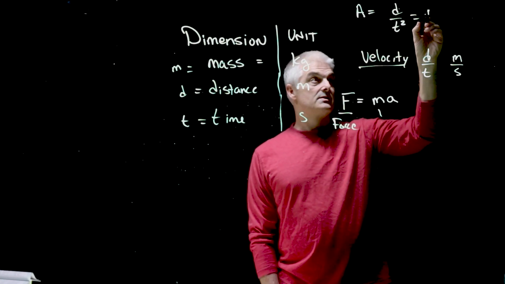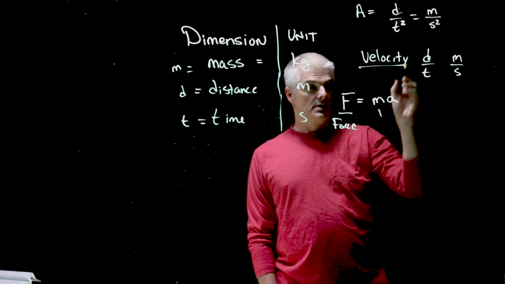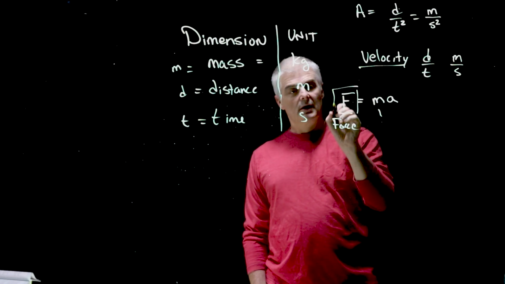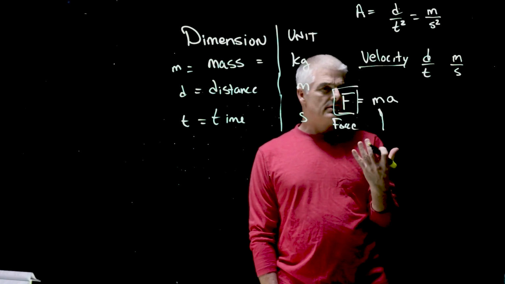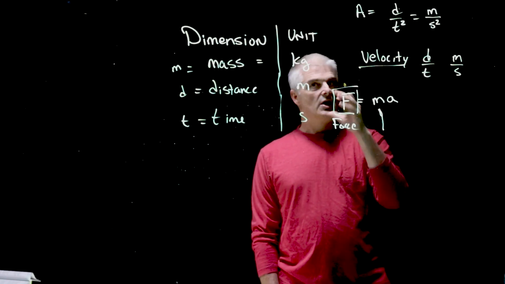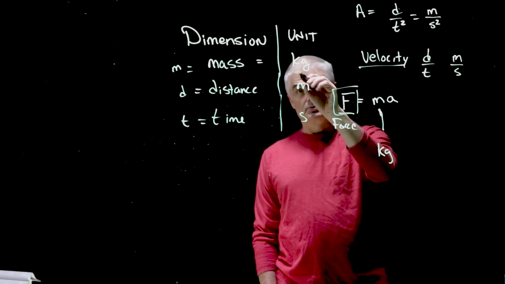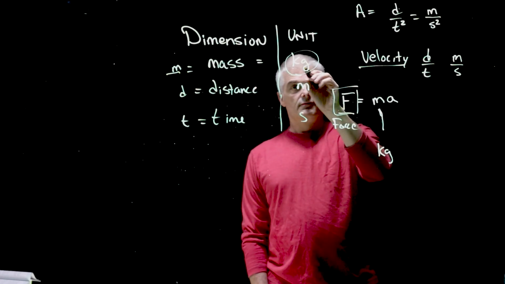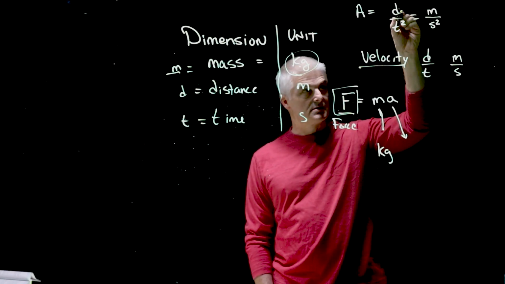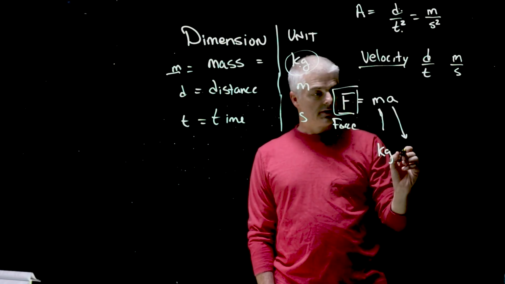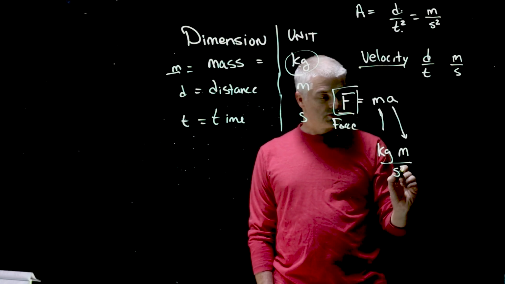So distance is meters, right? Divided by time squared, or second squared. So if I was trying to find the unit for force, I would take the unit for mass. You see, I'm not playing with numbers, I'm playing with symbols or with units. So mass would be kilograms. I'm just substituting meters for distance. And acceleration is distance divided by time squared. So I can say kilogram meter over second squared.